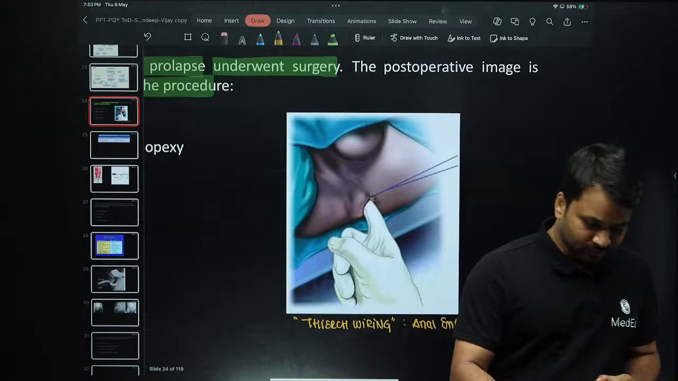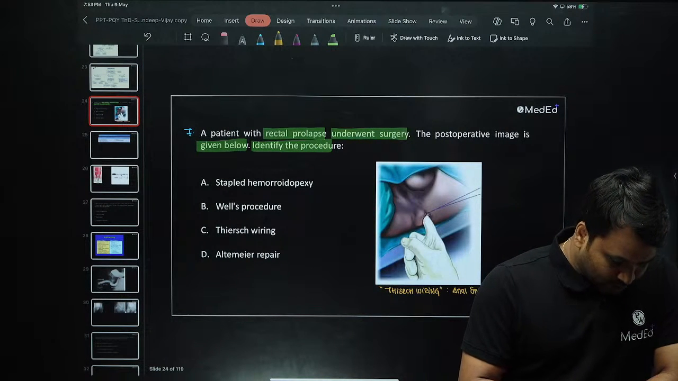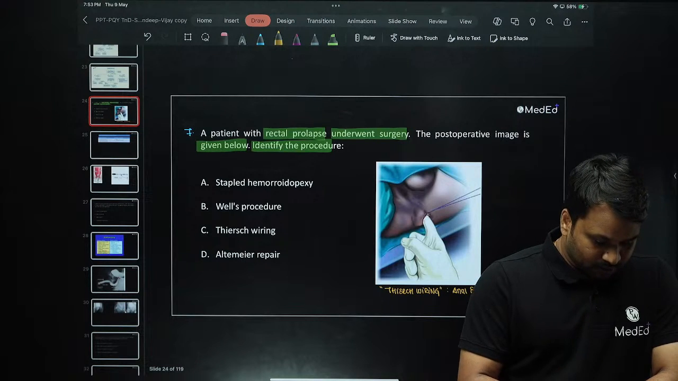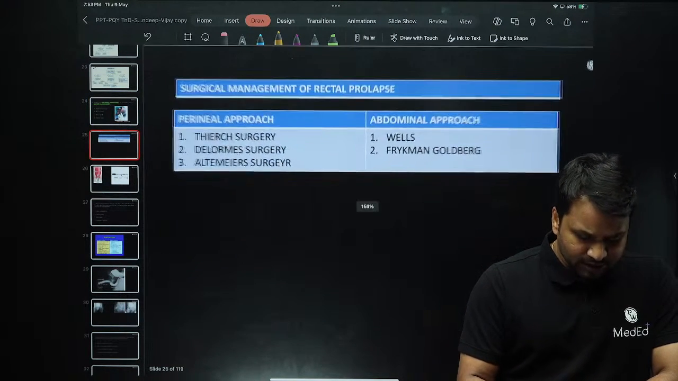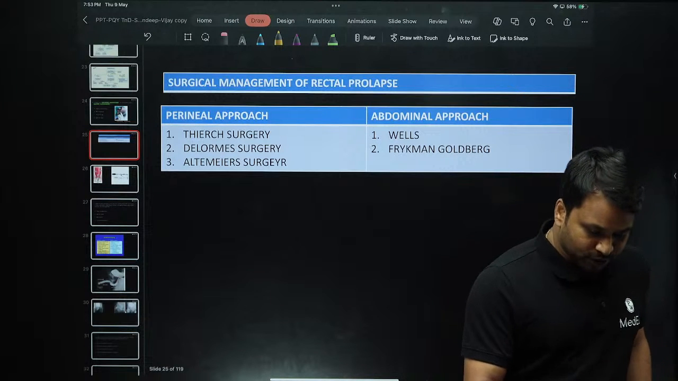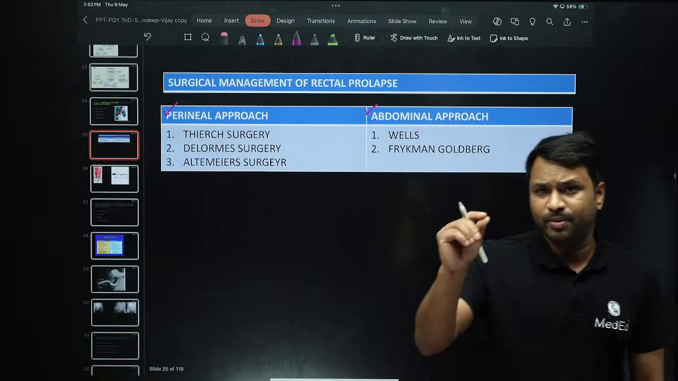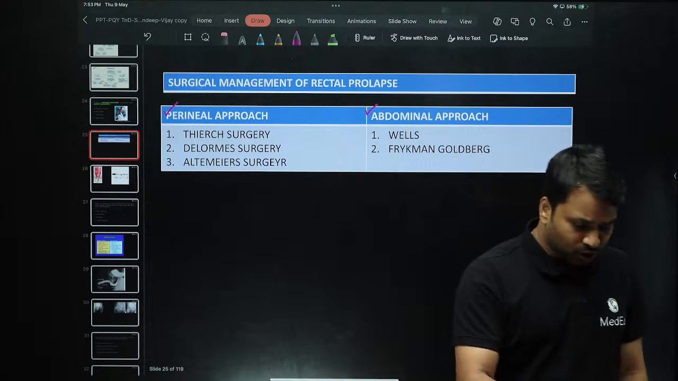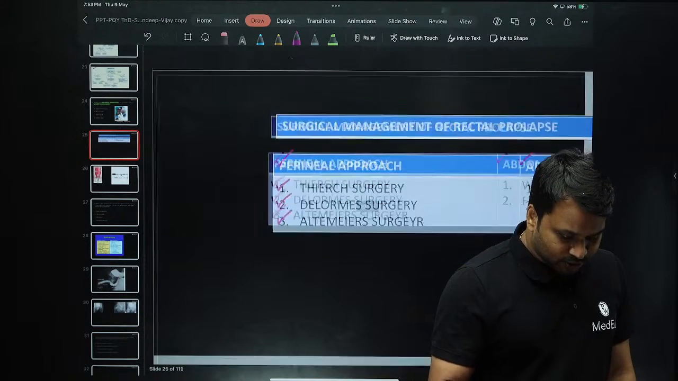Now, a couple of things that you need to know with respect to rectal prolapse. We have various components here. The surgical management of rectal prolapse has two approaches. Either it can be a perineal approach or an abdominal approach. Just remember the names. What are the examples of the perineal approach? It is Thiersch wiring, Delorme's and Altemeier's procedure.